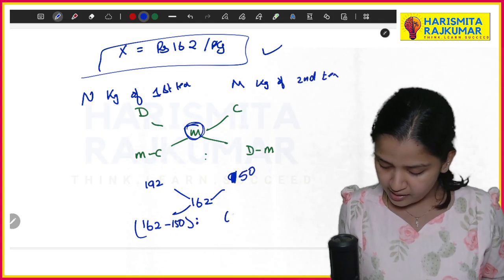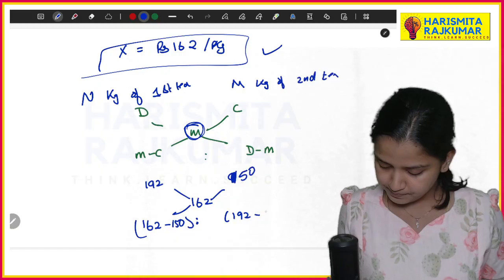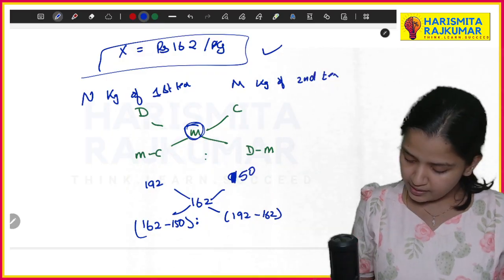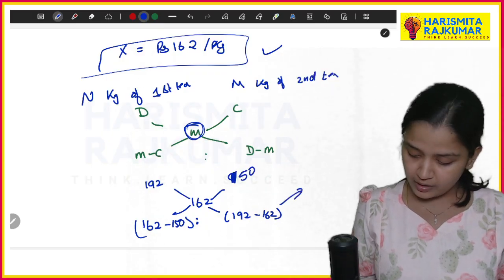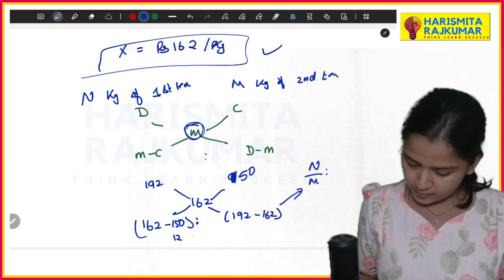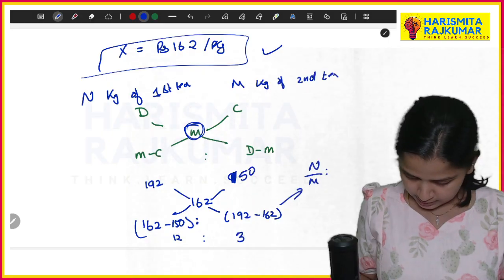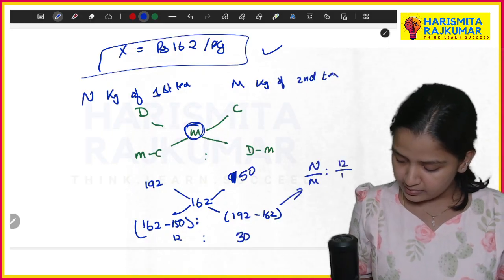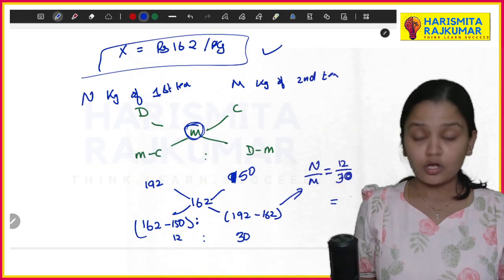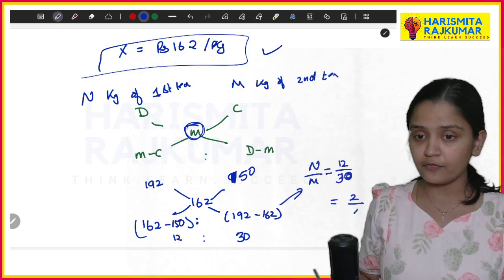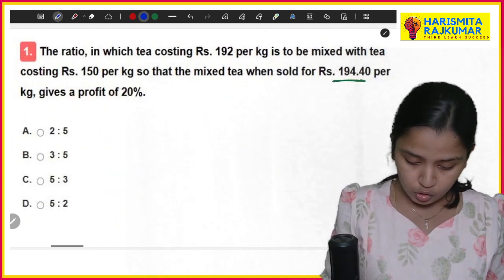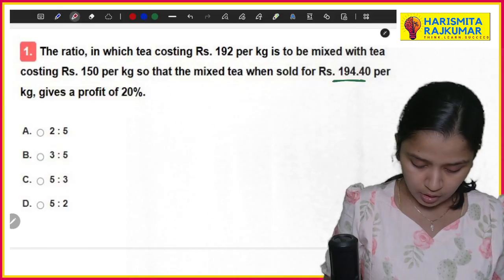You'll be having 192 minus 162. So the ratio of the first tea versus the second tea is nothing but 12 is to 30. So 12 by 30. You will be having it as 2 is to 5. So 2 by 5 will be the right answer. Okay. So 2 by 5 is your right answer.